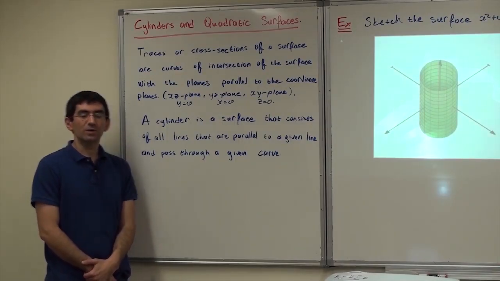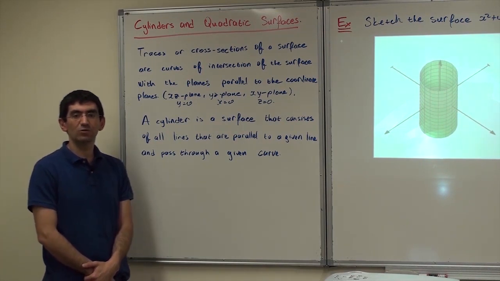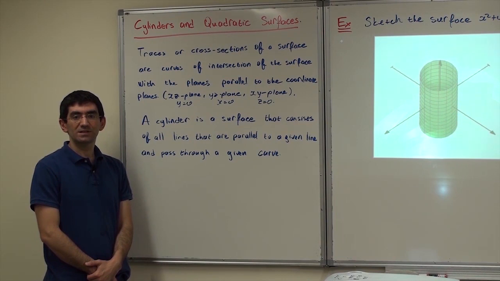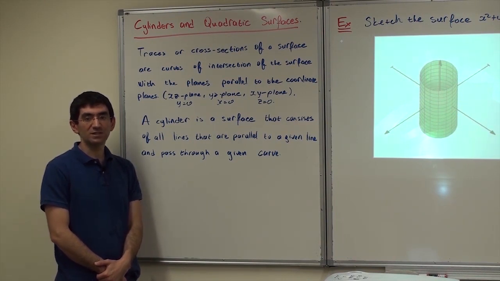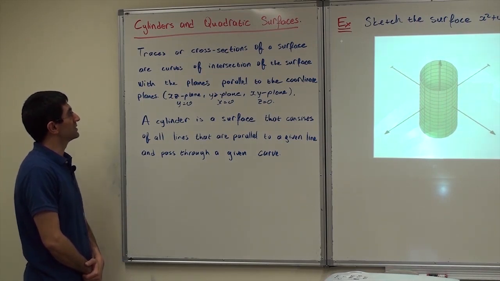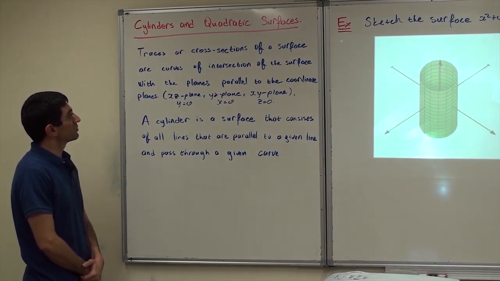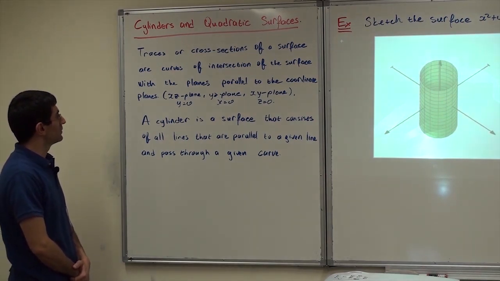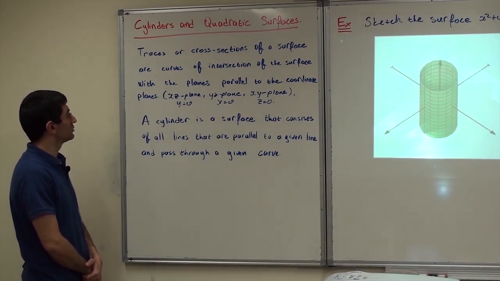Hello, in this video we are going to talk about cylinders and quadratic surfaces. To identify cylinders and quadratic surfaces or to sketch them, we need curves called traces or cross-sections.